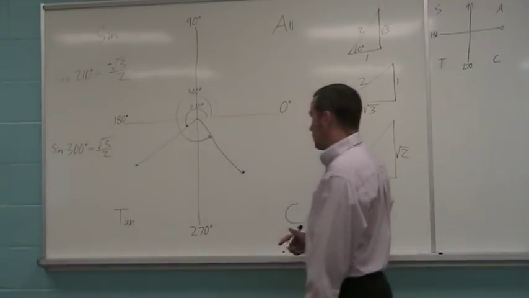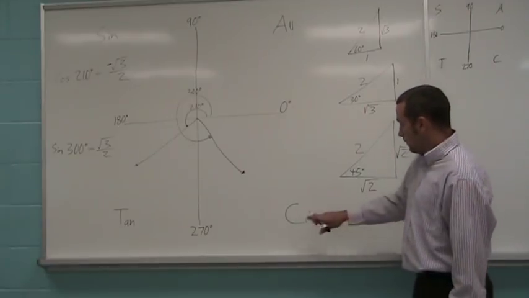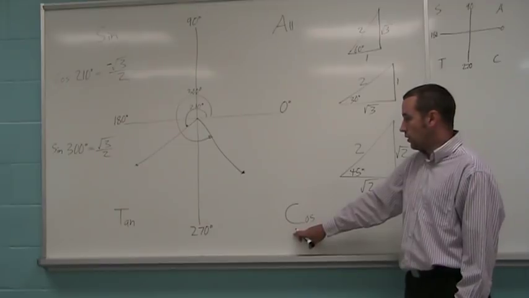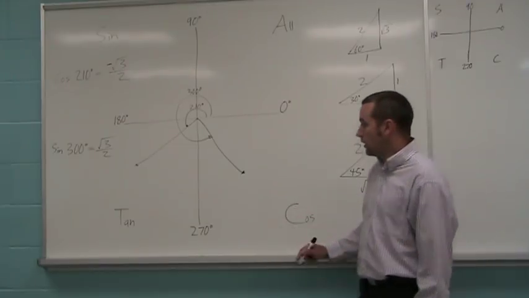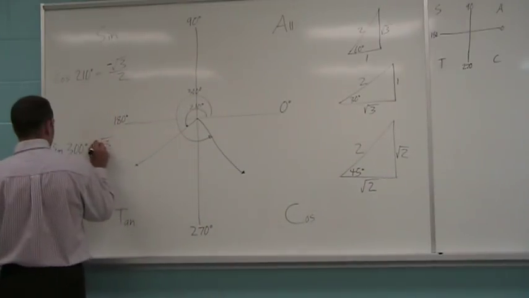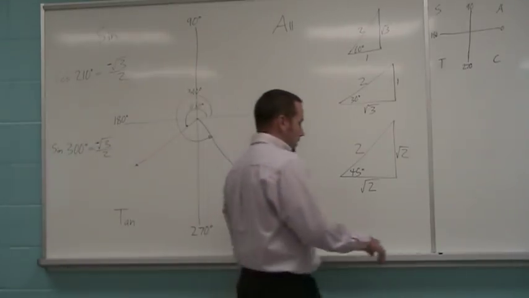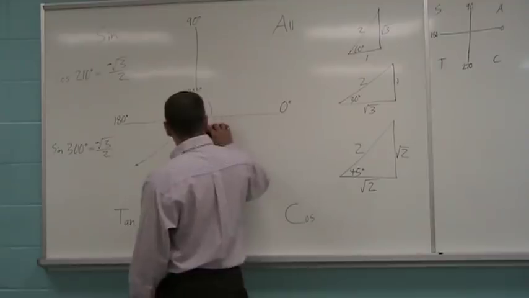Then, just see whether it's positive or negative. I look here. In this quadrant, only cos is positive. So I don't have cos, I have a sine, so that means again, I'm negative. Let's look at a couple more examples quickly here.